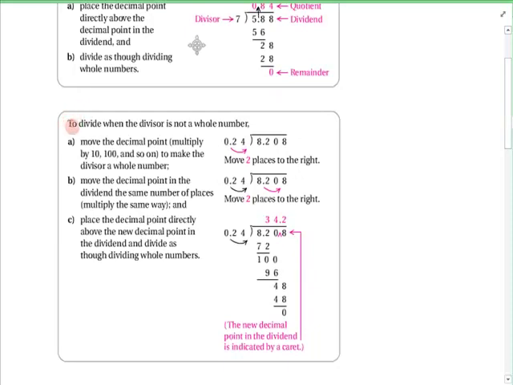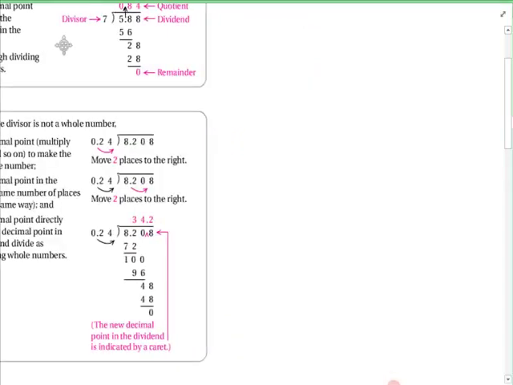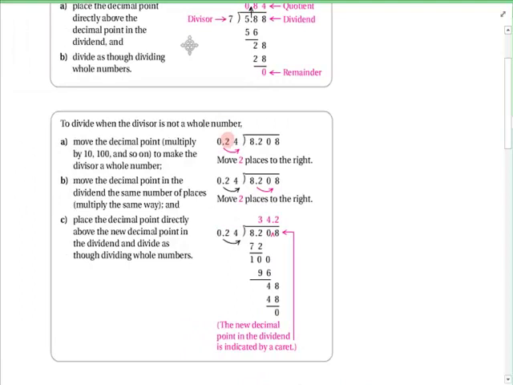Then we need to consider if you're dividing when the divisor is not a whole number, if it is a decimal. Suppose you're dividing by 0.24. The rule is the divisor, the number on the outside, has to be a whole number. So to make this a whole number, I would have to move the decimal point 2 places. That's equivalent to multiplying by 100. But if you do it to the divisor, you must do it to the dividend also. So we will move its decimal point 2 places also. So now it's here, we bring it straight up, and we divide as if we're dividing whole numbers.